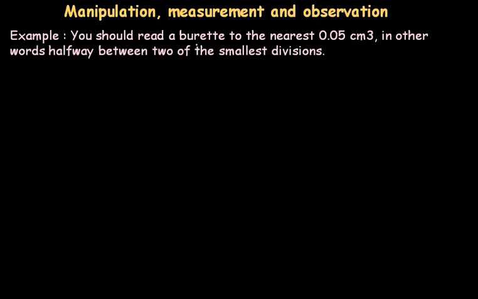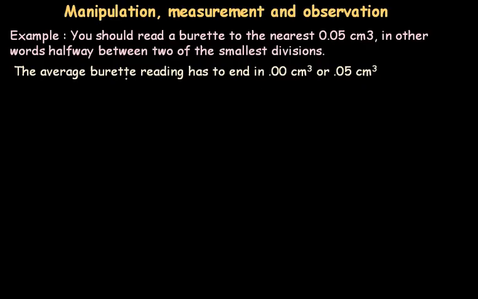Now let's take an example of correct measurements. Here is one example. It says the burette reading should be to the nearest 0.05 centimeter cube. In other words, it is half the way between two of the smallest divisions. Now, what are the two of the smallest divisions? We can read 0.1 is the smallest division. So, half of it is 0.05. So, we should be able to read 0.05 centimeter cube volume in a burette, as we have already seen in that diagram which was for the burette reading.